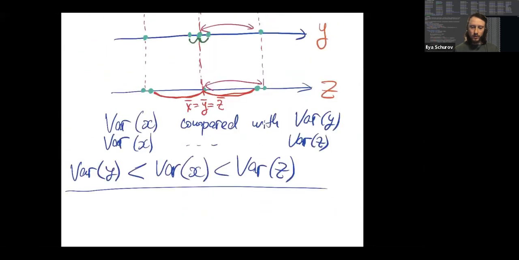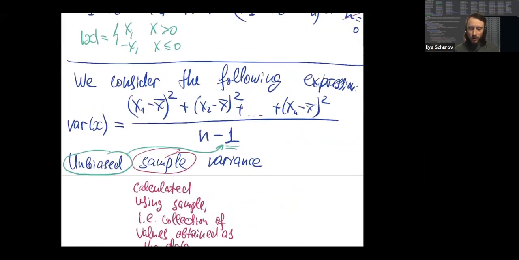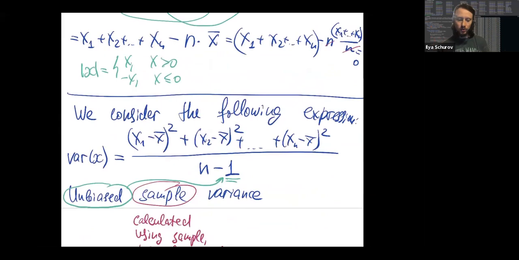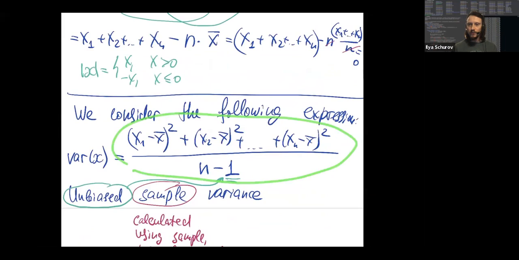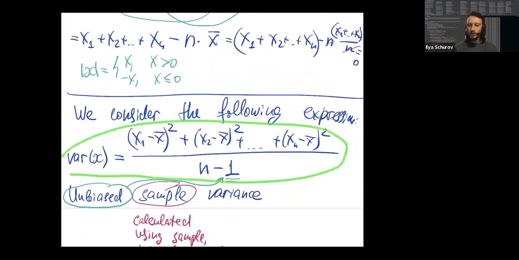And actually, the answer, it would be very difficult for me to explain to you why the answer is this one without providing this formula. So from time to time, we will discuss some formulas like this.